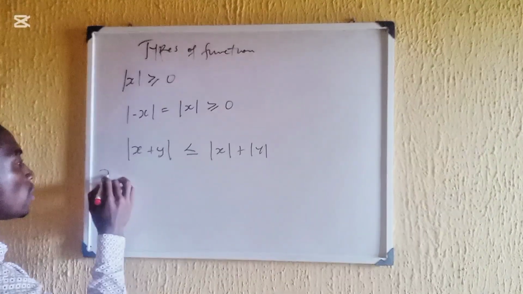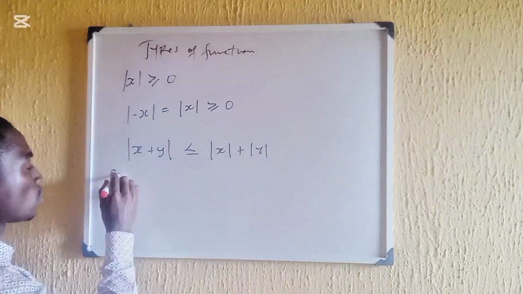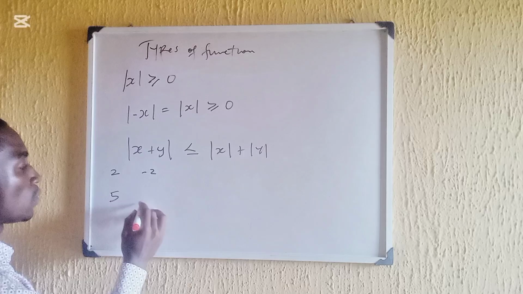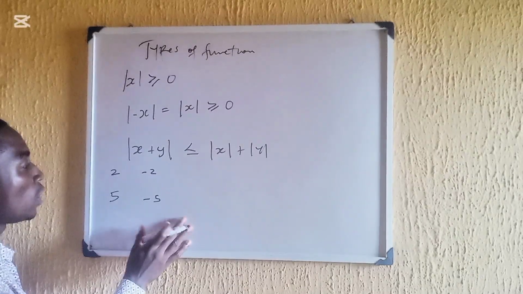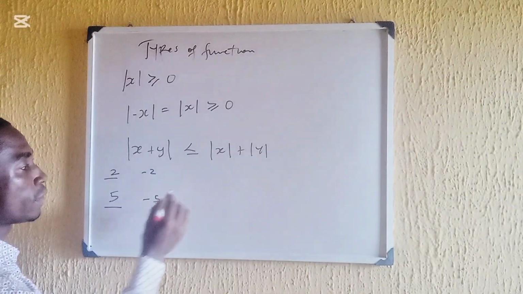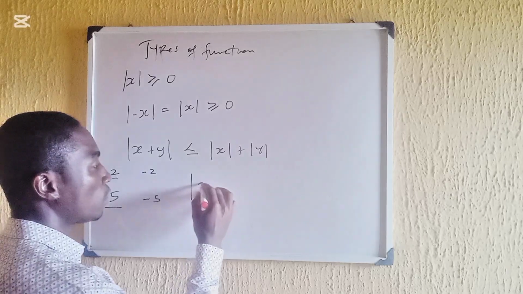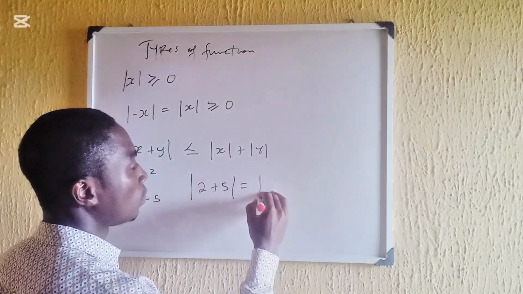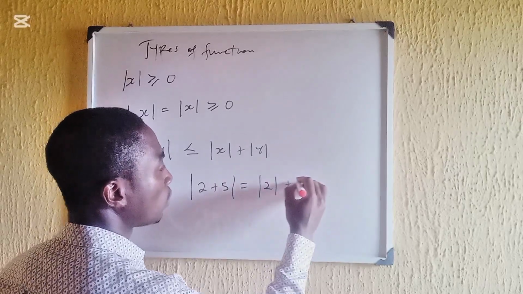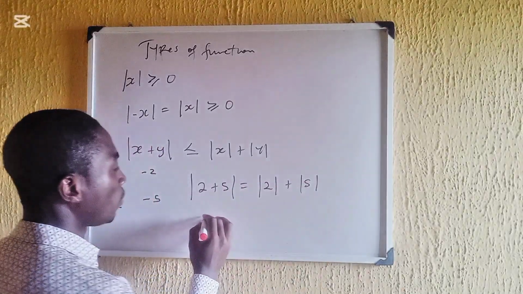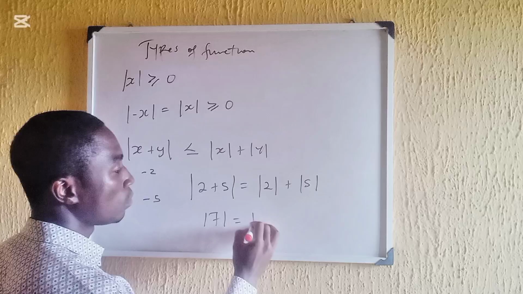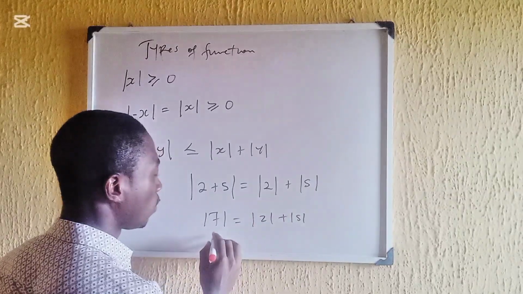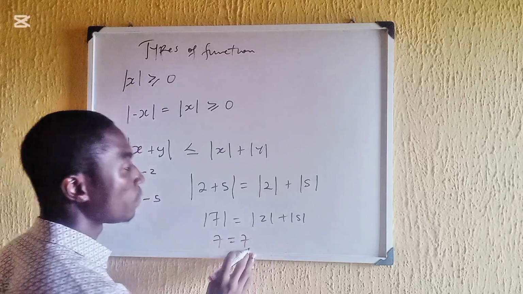Take, for instance, we'll have a number 2, then we'll have a number 5. Let's also have negative 2 and negative 5. So assume that x is 2 and y is 5. So we're having that modulus of 2 plus 5 is equal to modulus of 2 plus modulus of 5. That's modulus of 7 equal to modulus of 2 plus modulus of 5. That's 7 is equal to 7.